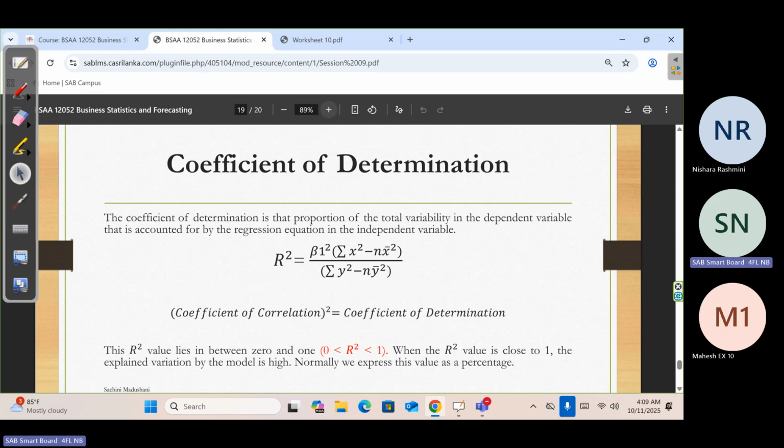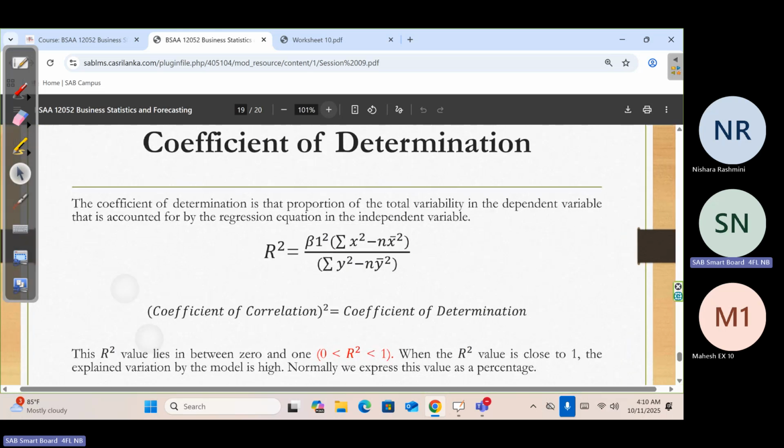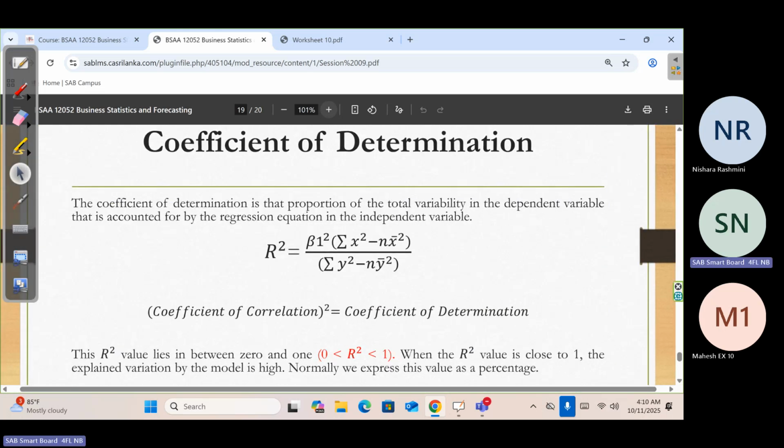Understood? Then here there is a formula, but no need to use this formula to get the coefficient of determination. The easy way we can do it is this one. Coefficient of determination is equal to the square value of the correlation coefficient. Now you know the simple R value, from the previous one: 0.996. This is the coefficient of correlation. Then square this value. What is your answer?